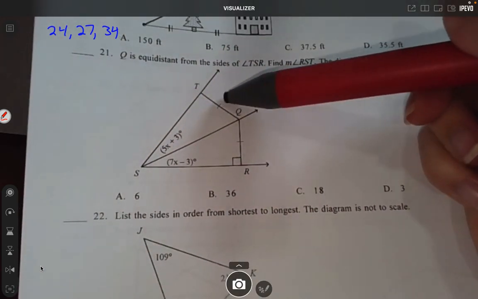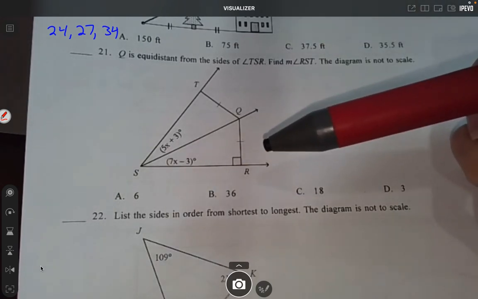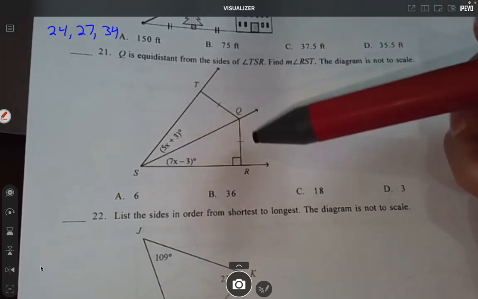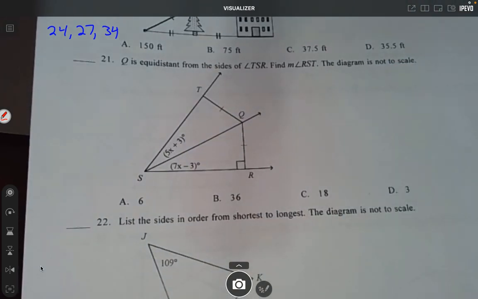All right, number 21. These marks mean that the sides are what? Equal, congruent, yes. Those two sides are congruent. So what do you think these two angles are going to be? Congruent. So we set them equal. That's what that means. 5x plus 3 equals 7x minus 3. Now, what are we going to have to do since there's x's on each side? We're going to have to move them.